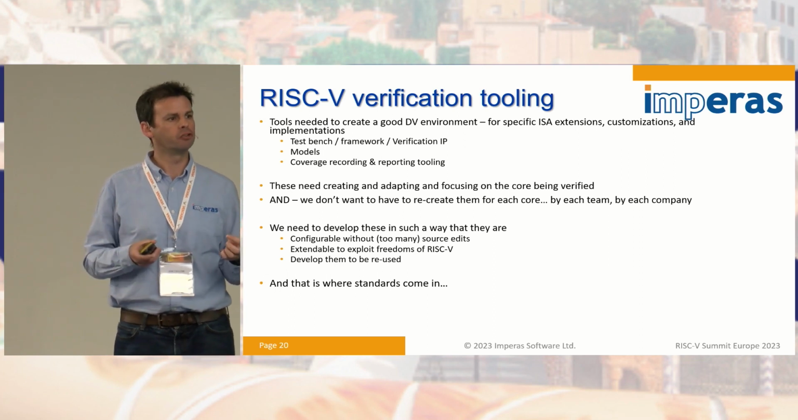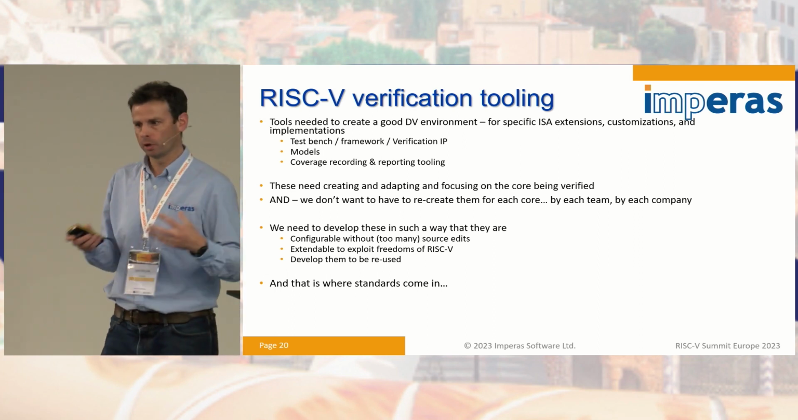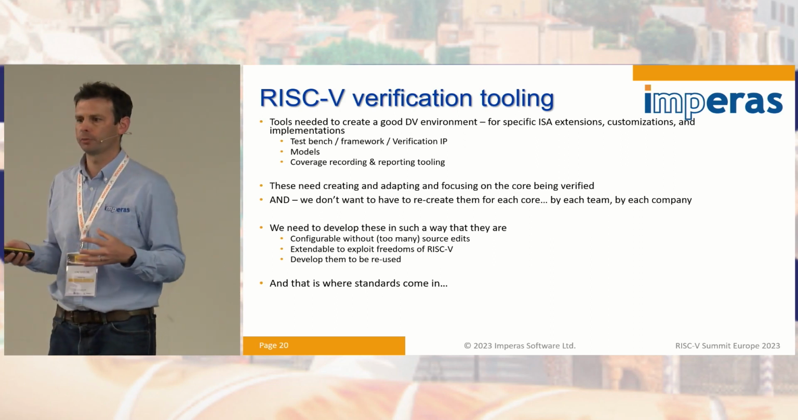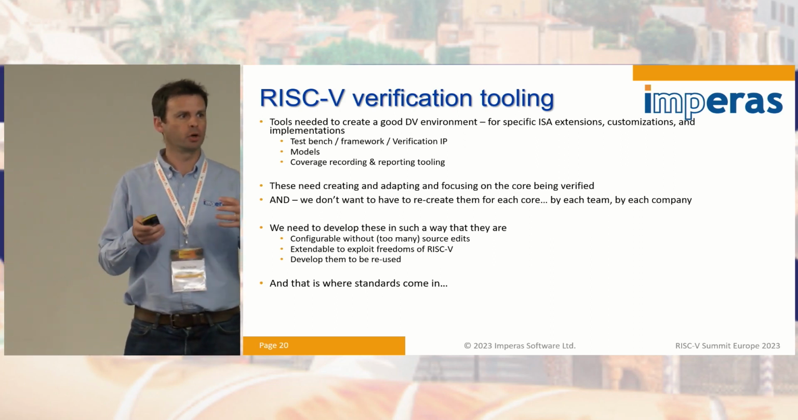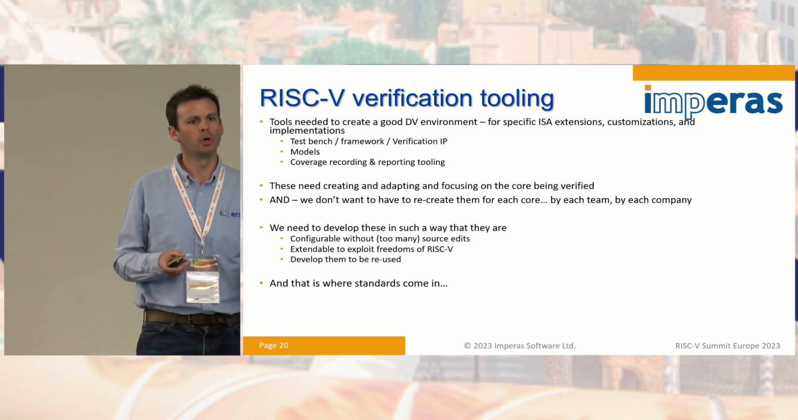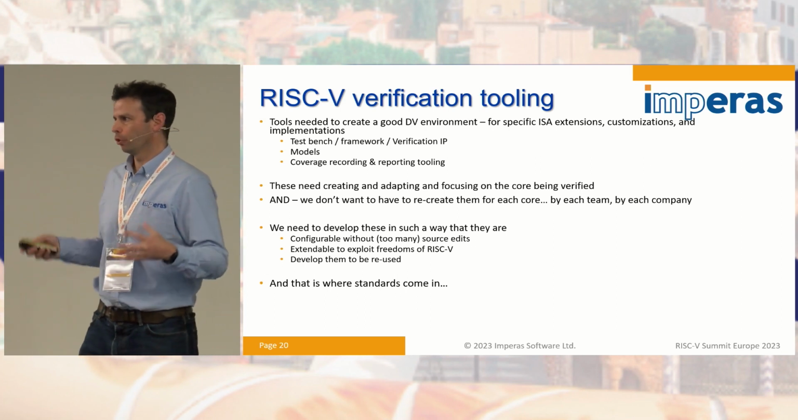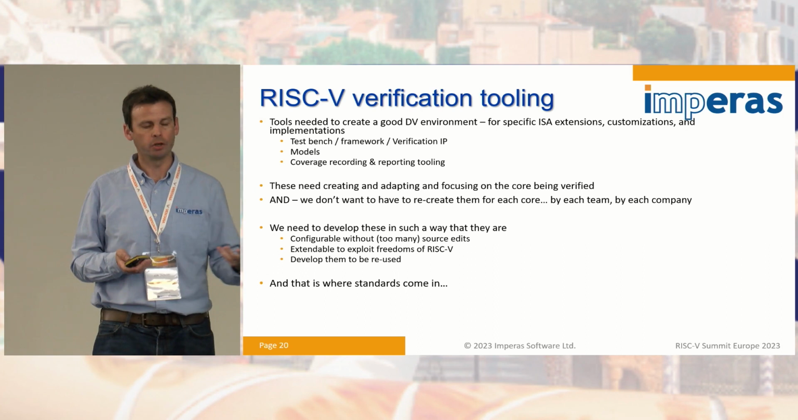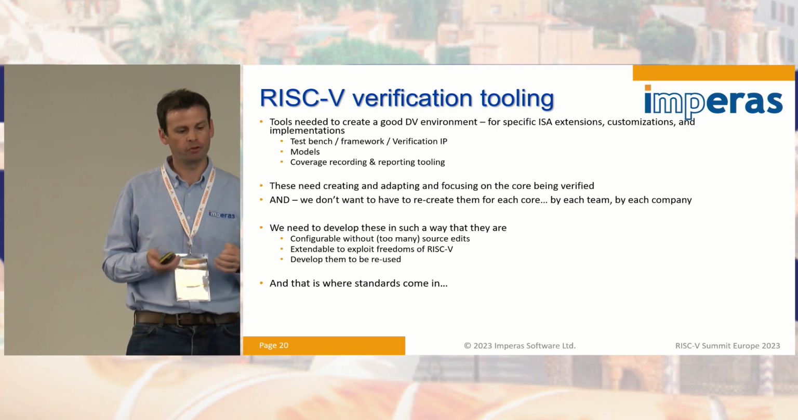You need coverage. It's really hard if you start looking at, yes, the base ISA is simple, but once you've got all those extensions and customizations, you've suddenly got huge amounts of coverage to create, and those need adapting per core. And doing that's really inefficient. It's much better if you can come up with reusable IP and reusable coverage there.